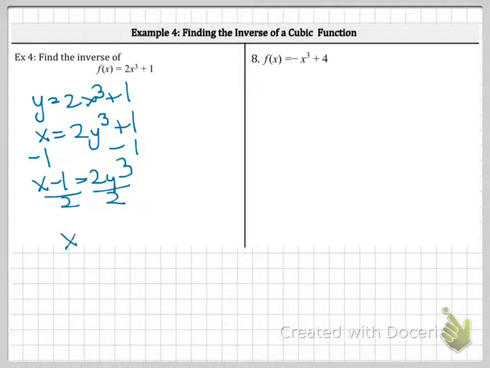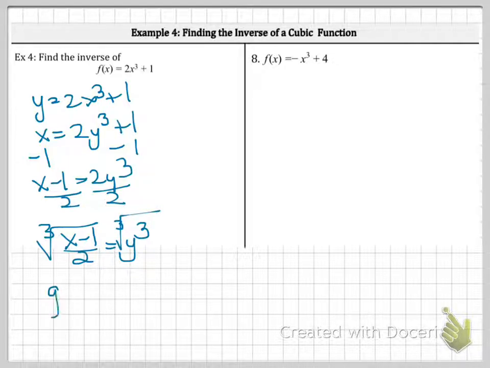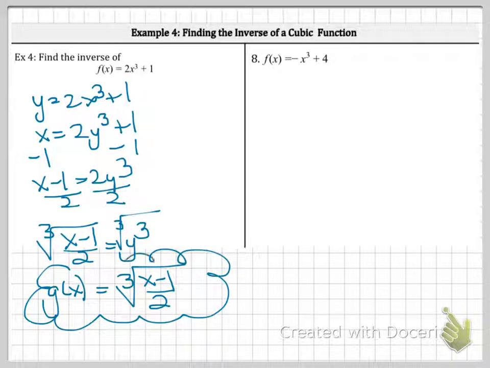So now we have x minus 1 over 2 equals y cubed. Then you cube root each side to get rid of that cube. And so our new function, or inverse function, is g of x equals cube root of x minus 1 over 2. And don't worry about rationalizing the denominator or anything else. Just leave it as it is. So pause the video and try out number 8.